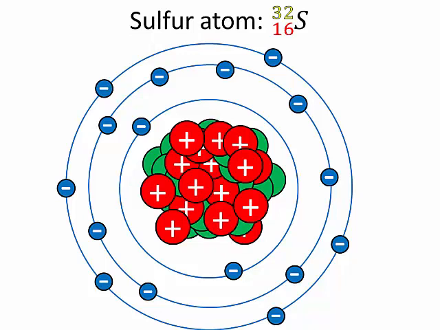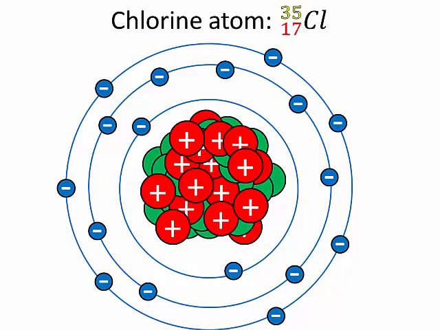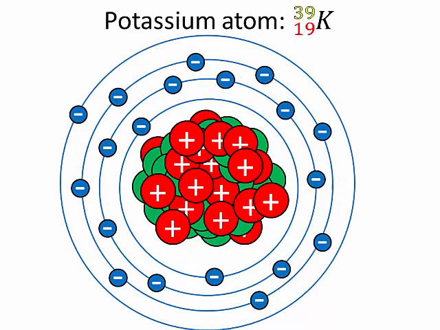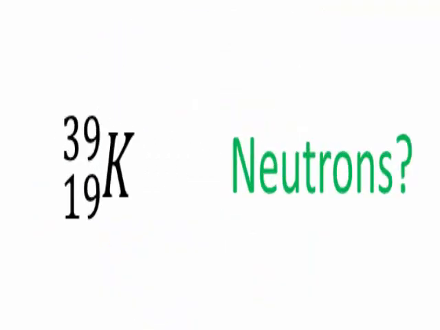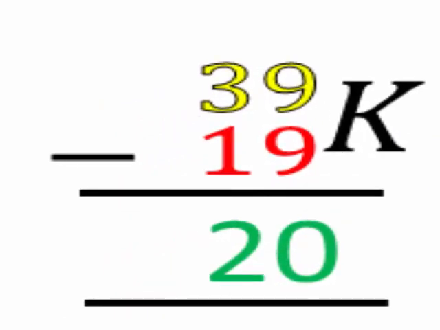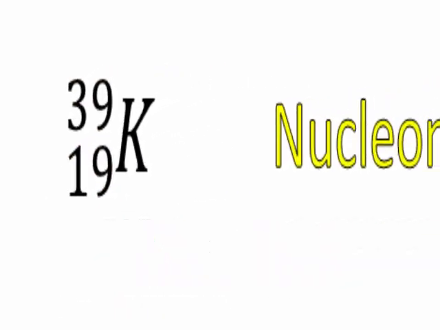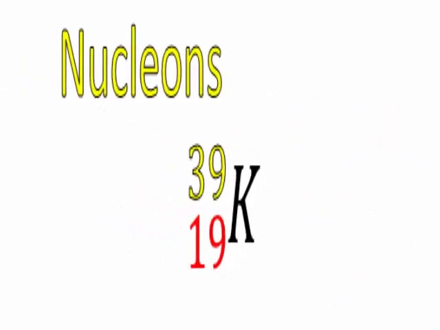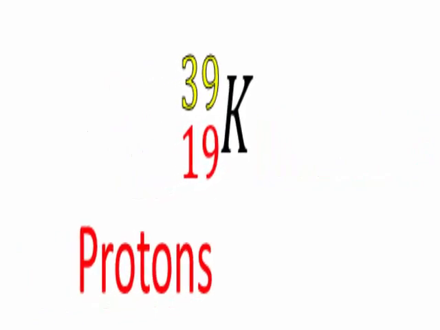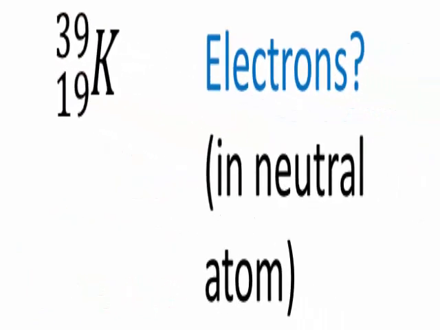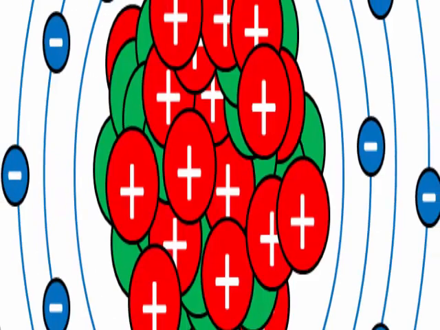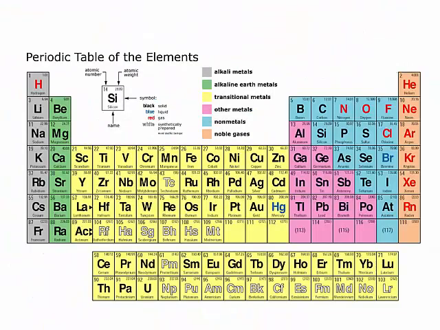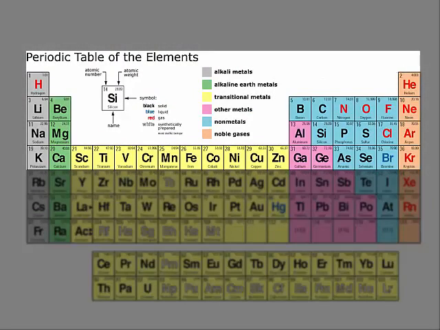Sulfur, S. Here's a picture of a chlorine atom, Cl. Argon, Ar. Potassium, K. How many neutrons does this potassium atom have? 39 minus 19 equals 20. 20 neutrons. How many nucleons does this potassium atom have? 39. How many protons does it have? 19. If it's a neutral atom, as this one is, how many electrons? 19. And calcium, Ca. We've gone through the first 20 elements of the periodic table, from hydrogen to calcium.